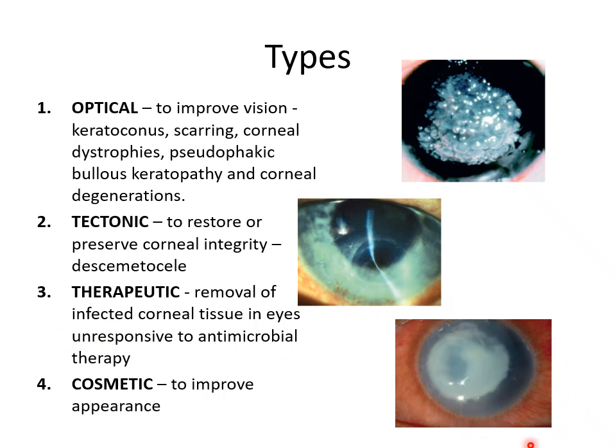Now, this is an infected cornea, very much infected cornea with an abscess and thick white infiltrate, probably not responding to topical antibiotics. And the last resort is doing a therapeutic PK, which is removal of the infected corneal tissue. And some people also get a keratoplasty done for cosmesis, that is to improve the appearance.